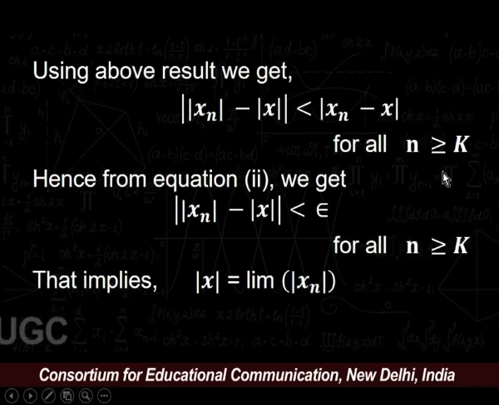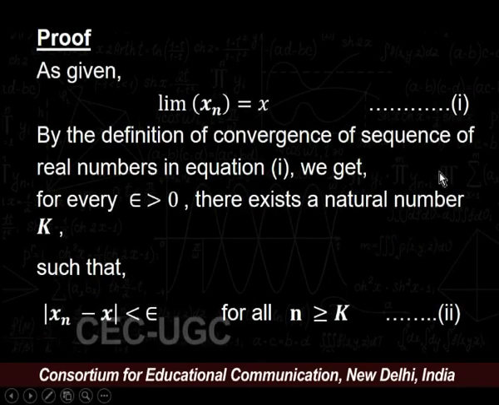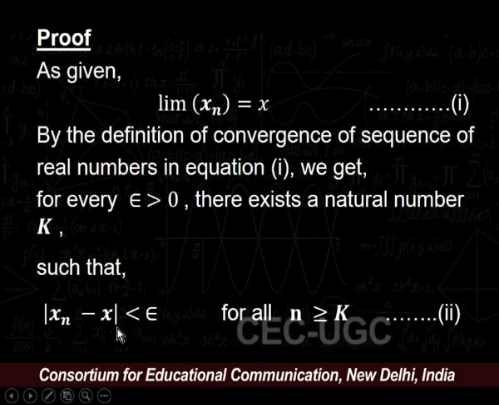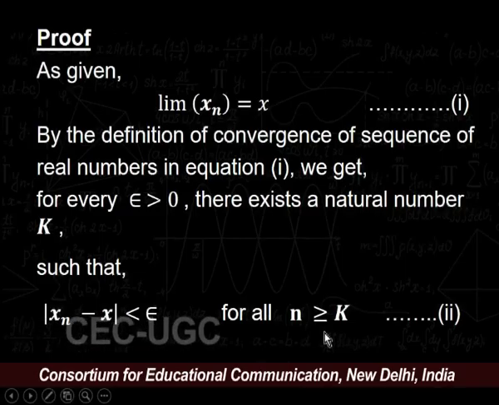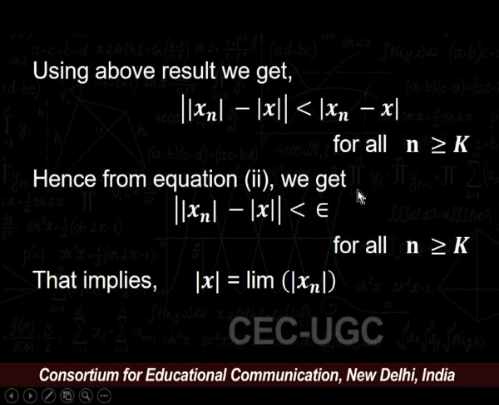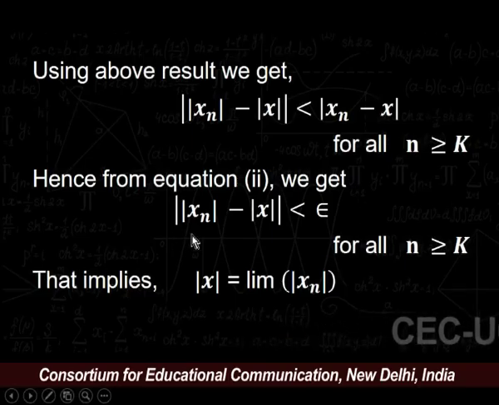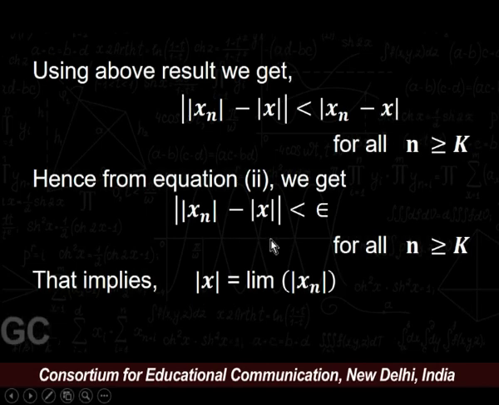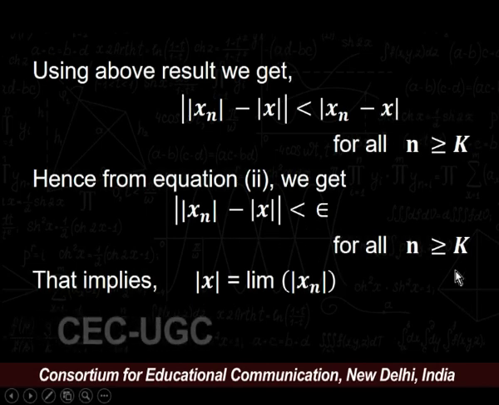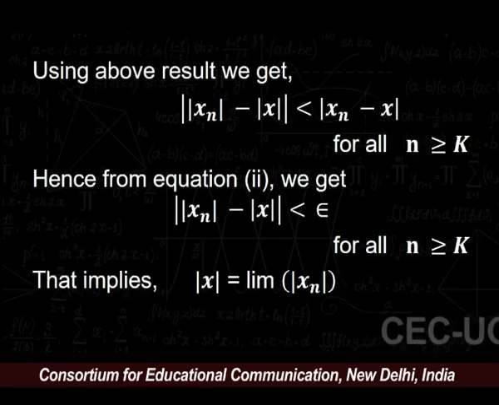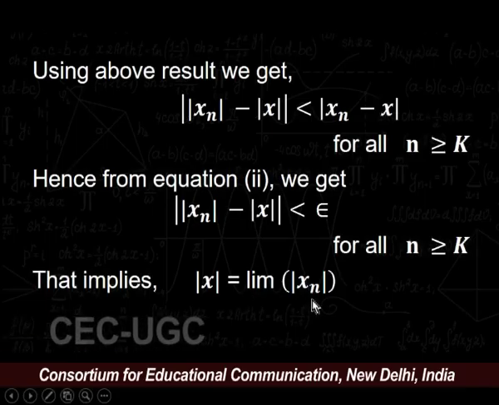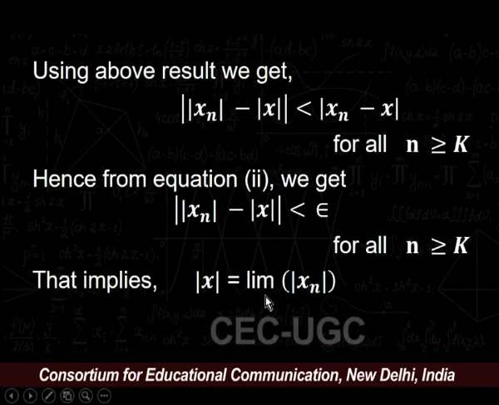Hence, from equation number 2, recall equation number 2. Equation number 2 is modulus of xn minus x is less than epsilon for all n greater than or equal to k. So, from equation number 2, we can say that modulus of mod xn minus mod x is less than epsilon for all n greater than or equal to k. Hence, by the definition of convergence of sequences of real numbers, we can say that limit of mod xn is equal to mod x.